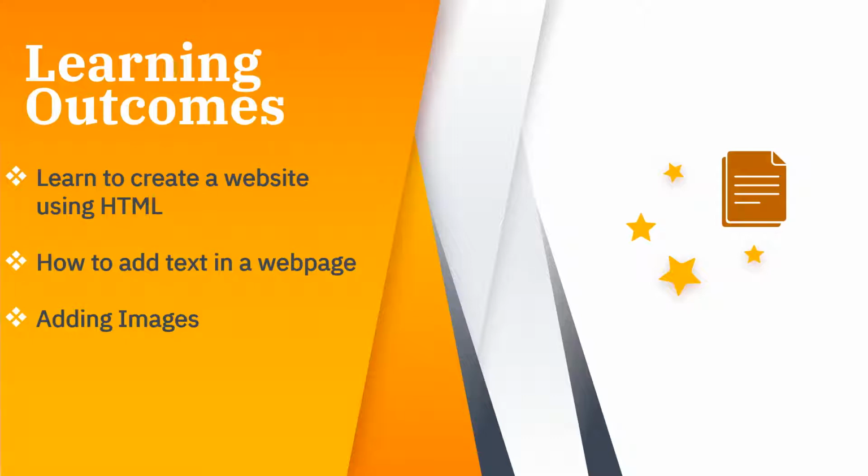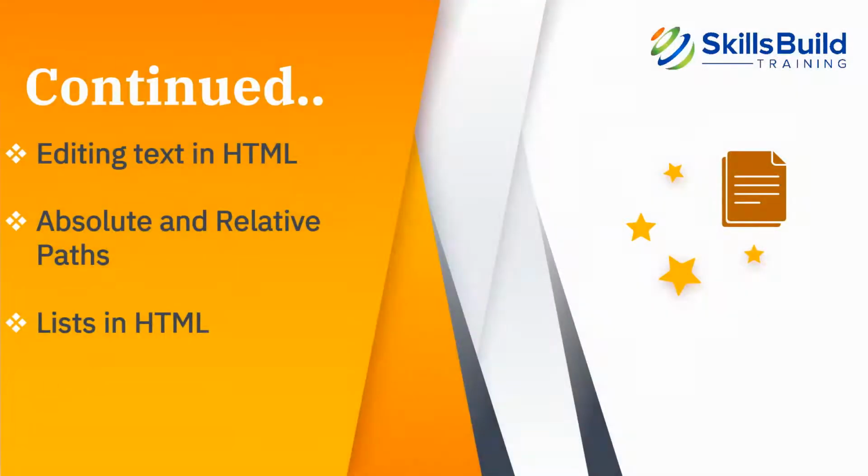And then we are going to discuss adding images into your web pages. Now, adding images is something that we will understand in quite some detail, because there are many different ways that you can add an image. There are two types of ways. We will discuss that as we go on further in the video, when we get to the adding images part. Moving on, then we're going to learn how to edit text in HTML, the absolute and relative path. Now, this is a very important concept. We are also going to learn about file handling in HTML.